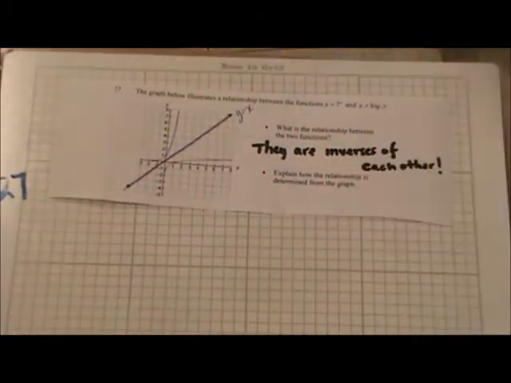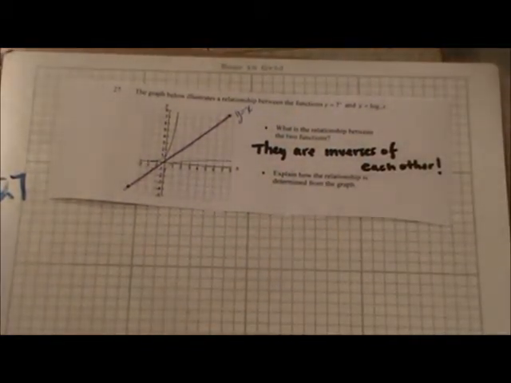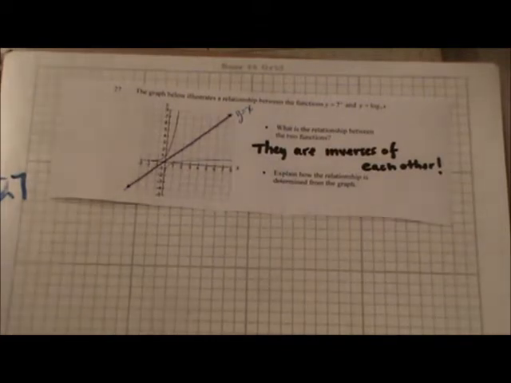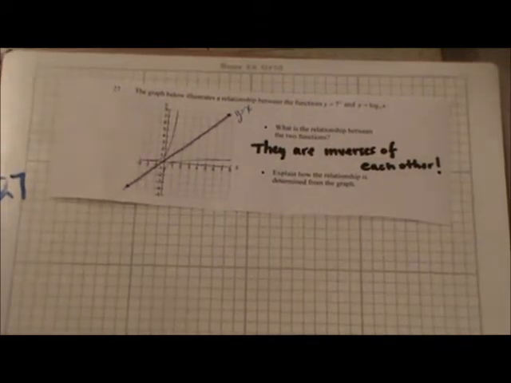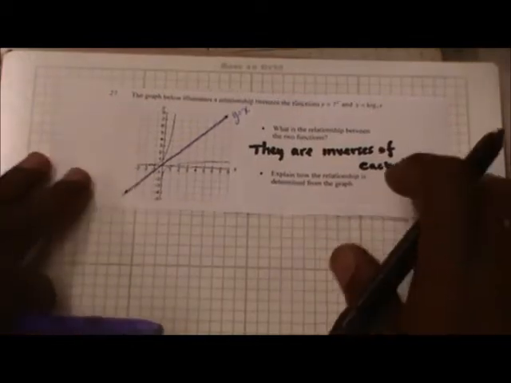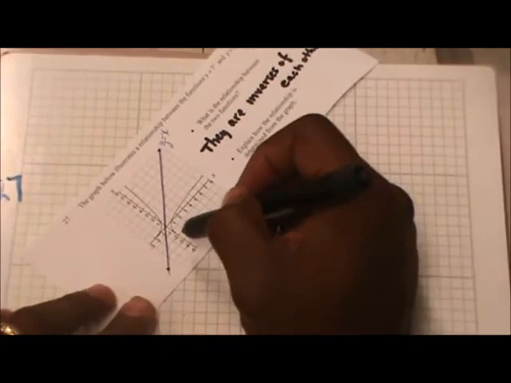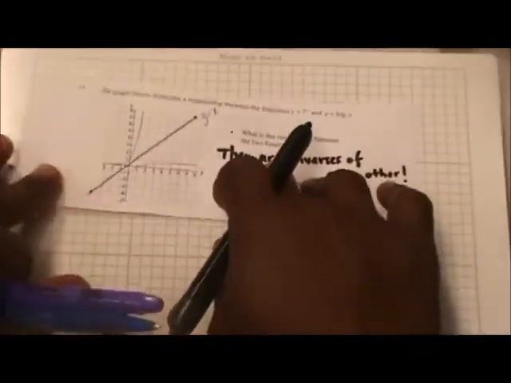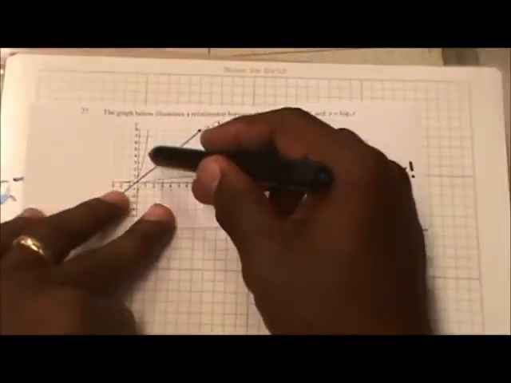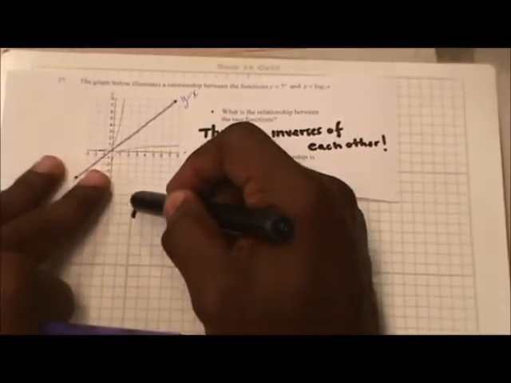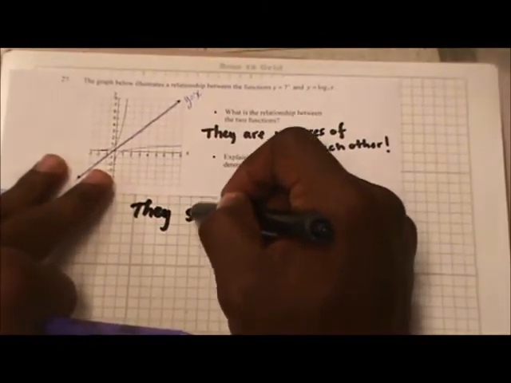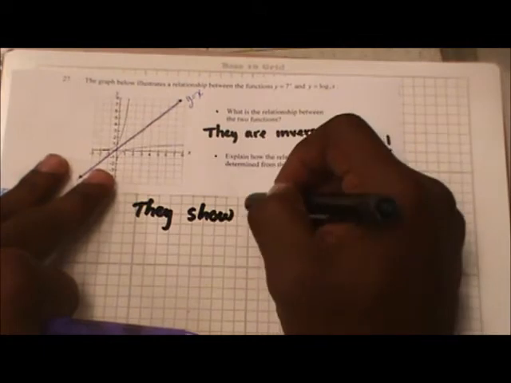All right, they are inverses of each other. Now, when we look at explaining how the relationship is determined from the graph, since the two graphs are reflections or symmetric with respect to each other, what we want to say is just basically what we said before, that they show reflections or symmetry.